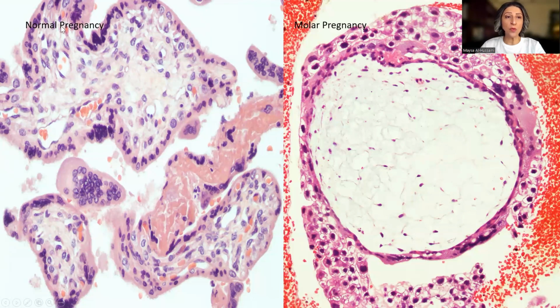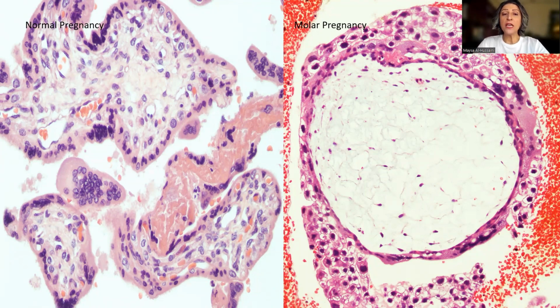This is the normal pregnancy, the vessels and the red blood cells of fetal origin, while in the molar pregnancy, there is circumferential proliferation of the cyto and syncytial trophoblast, edematous cores, and the absence of vessels and red blood cells. Now, what we can establish at this point is that we have a normal pregnancy and we have a molar pregnancy.